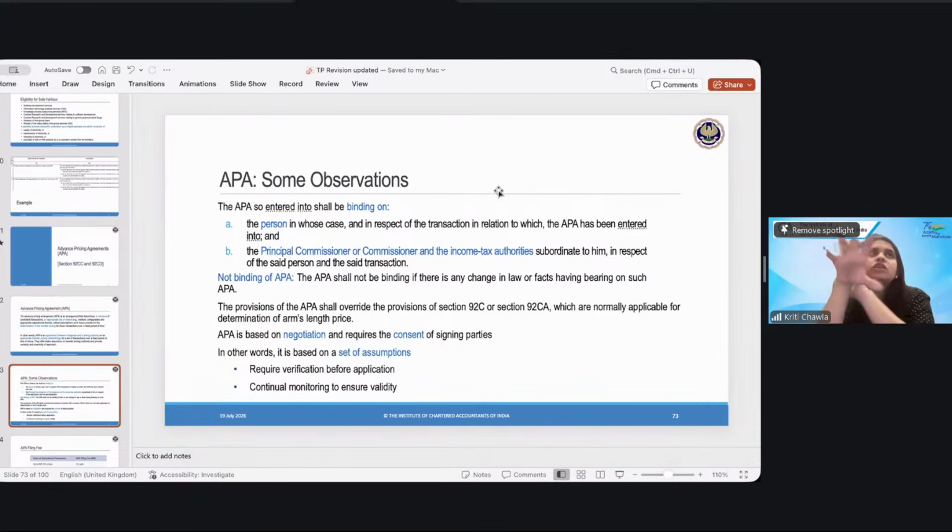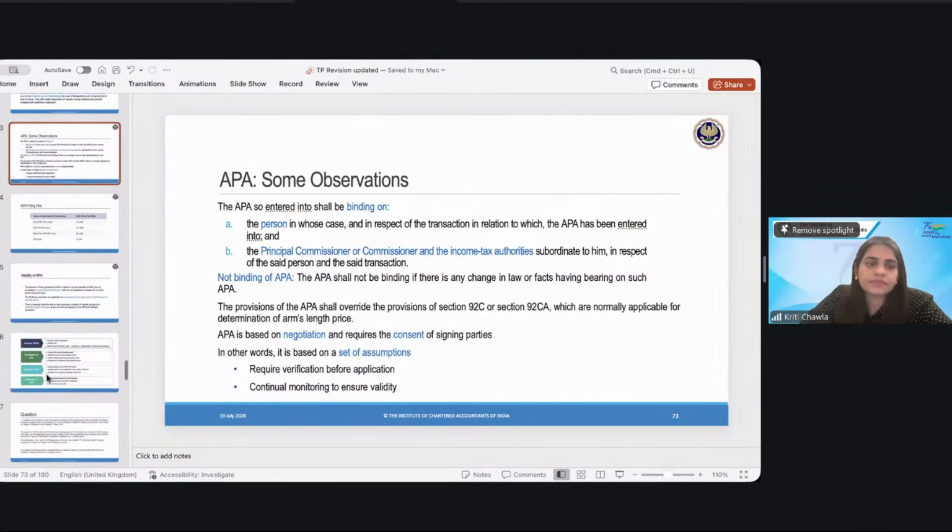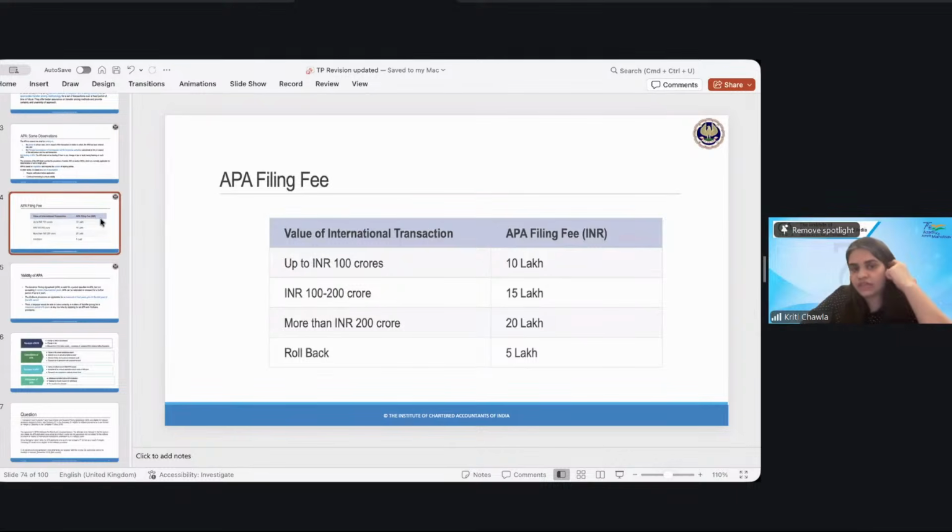If you look at APA, the whole concept is based on negotiation, and it requires the consent of the signing parties. It is based on assumptions and it requires verification before application. There has to be continual monitoring to ensure validity. There is also an APA filing fee, dependent on the value of the international transaction. Up to 100 crores, the APA filing fee is 10 lakh. From 100 crore to 200 crore, the APA filing fee is 15 lakh. More than 200 crore, the APA filing fee is 20 lakh.